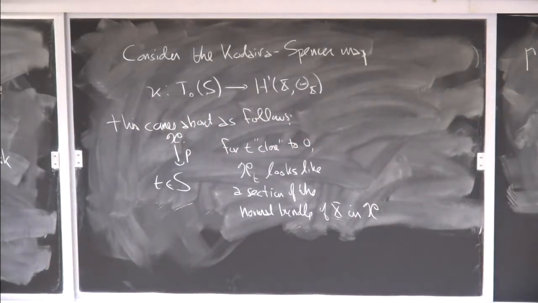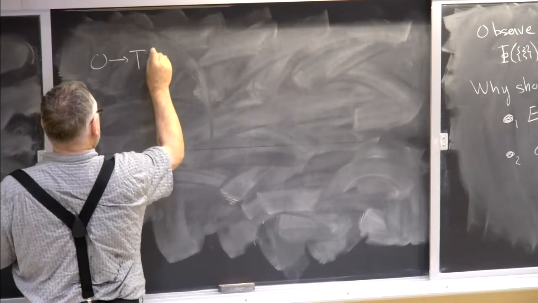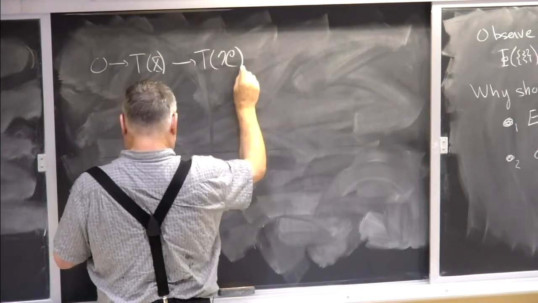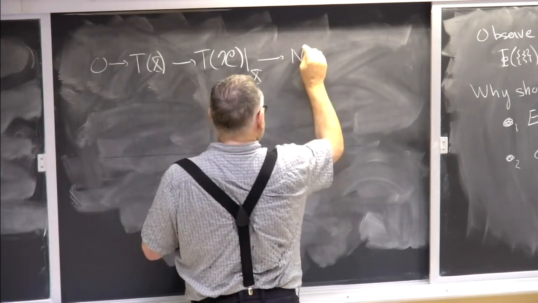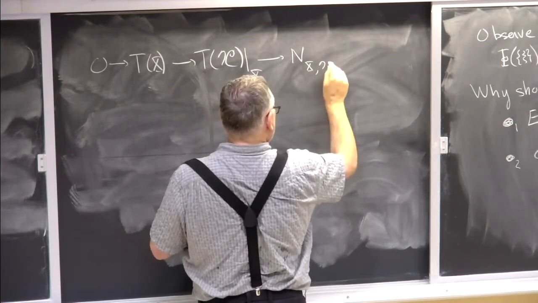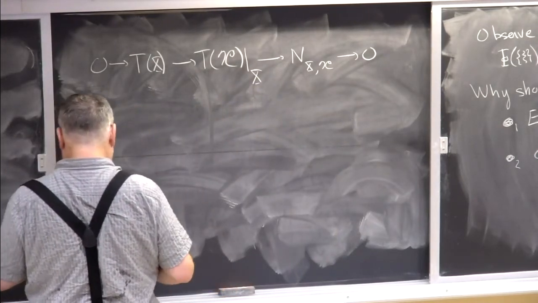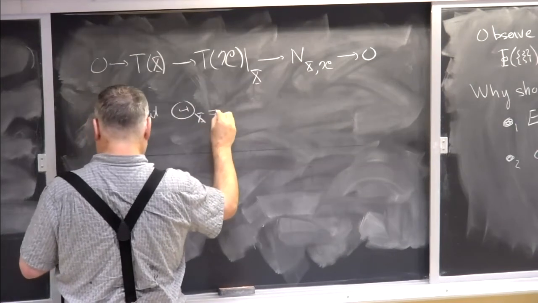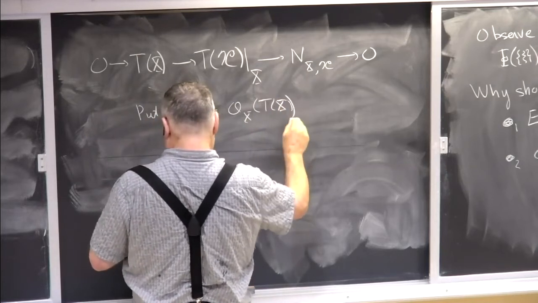So let me just elaborate here a bit. So one has the following. You take the tangent bundle of X, right? And you look at the tangent bundle of chi restricted to X, and the cokernel is the normal bundle of X. There's a short exact sequence, okay? So we put this to be O_X of T of X.